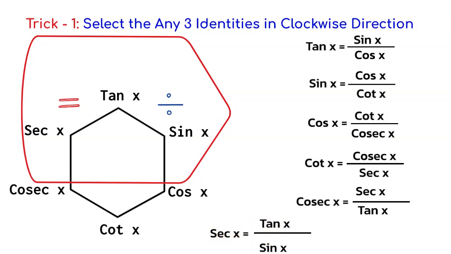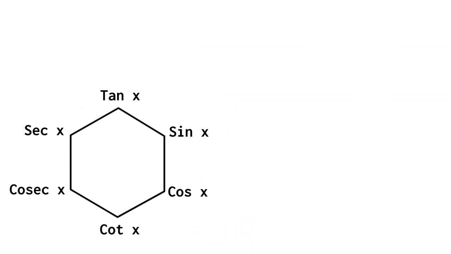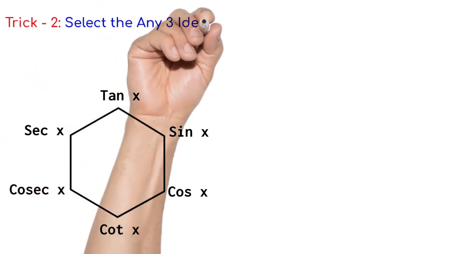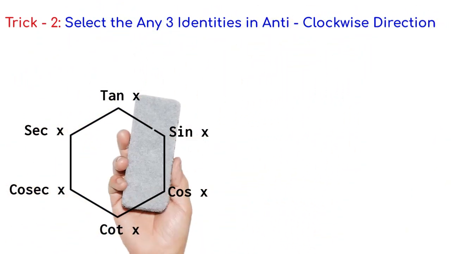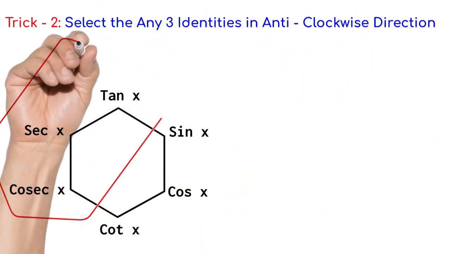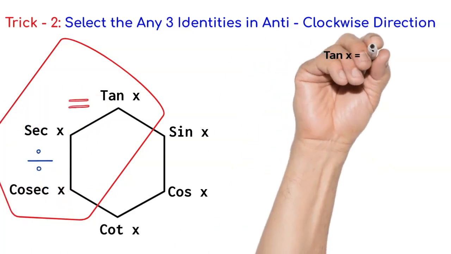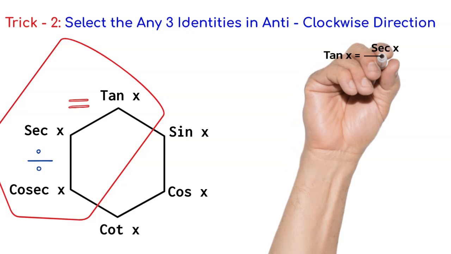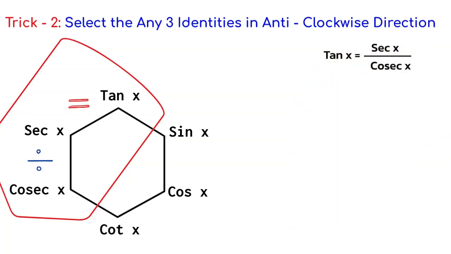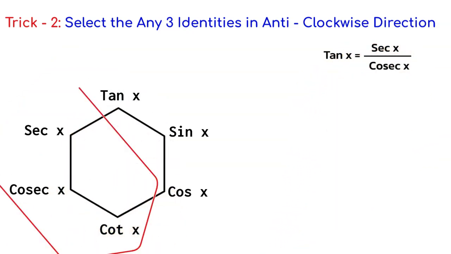Similarly, the same thing will also hold good for the anti-clockwise direction. That is trick 2. Trick 2 is to select any three identities in the anti-clockwise direction. So from that, we can say that tan x is equal to secant x divided by cosecant x.